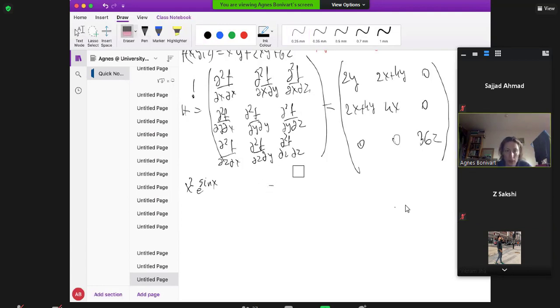I usually write fg, but we can write uv. So we have a product of 2 functions, u and v. We need to differentiate it. How do we get that? We need the derivative of u times v as it is, plus u as it is times the derivative of v.